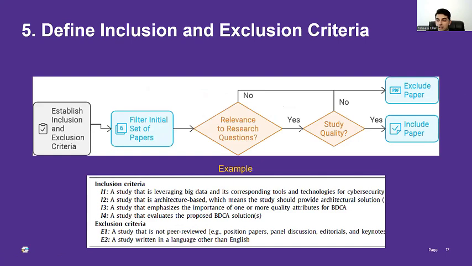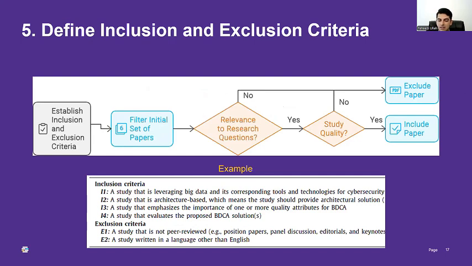Okay, inclusion and exclusion criteria. Even when you have a good search string, you will get maybe 1,000 papers returned from a database. You can't include 1,000 papers in your literature review. So what you need to do is define some criteria for what you can include and what you do not include in your literature review.